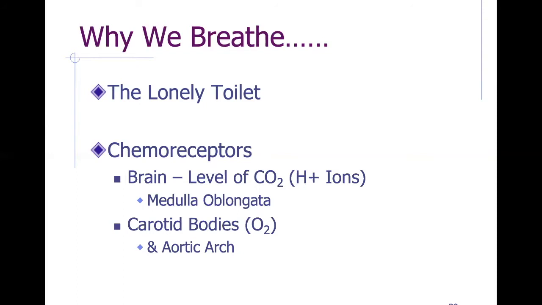We also have a system of chemoreceptors located in the carotid bodies, which are right at your carotid artery in your neck, at the juncture between your internal and external carotid arteries. Instead of sensing carbon dioxide, this is looking at our level of oxygen. We also have these same chemoreceptors located in our aortic arch, which comes right off of our aorta as it leaves the heart itself.